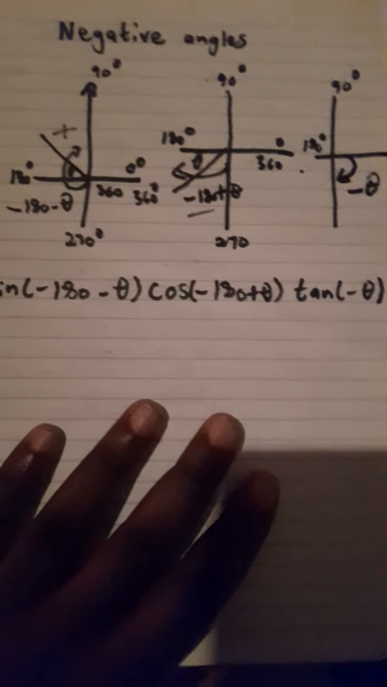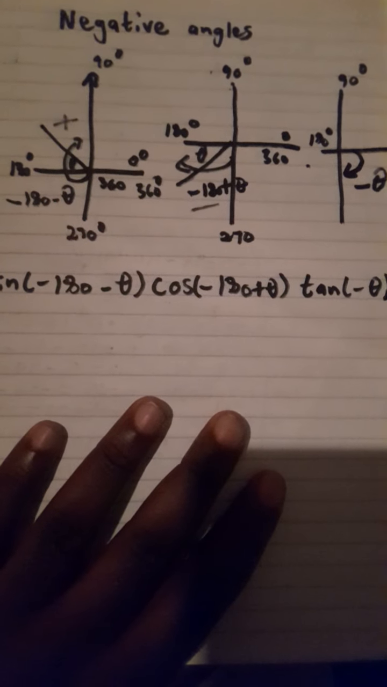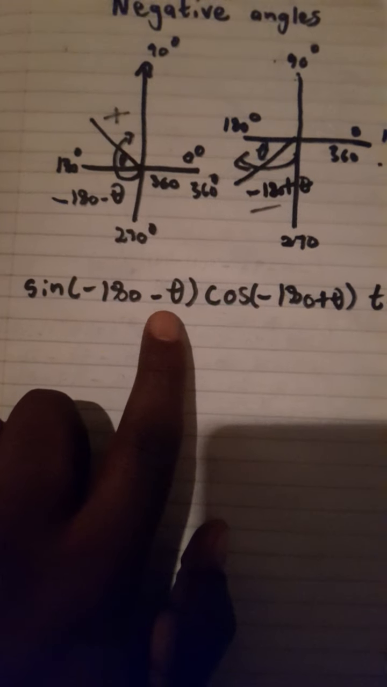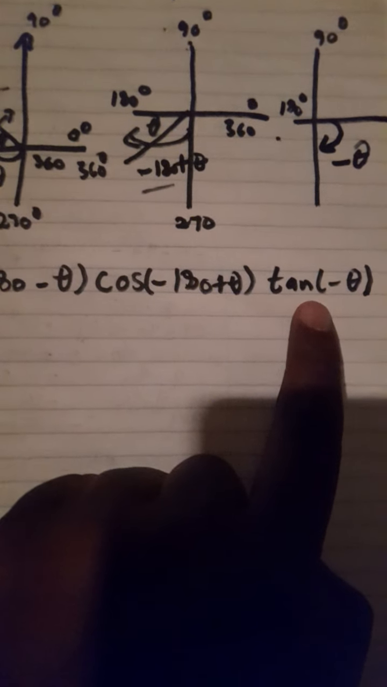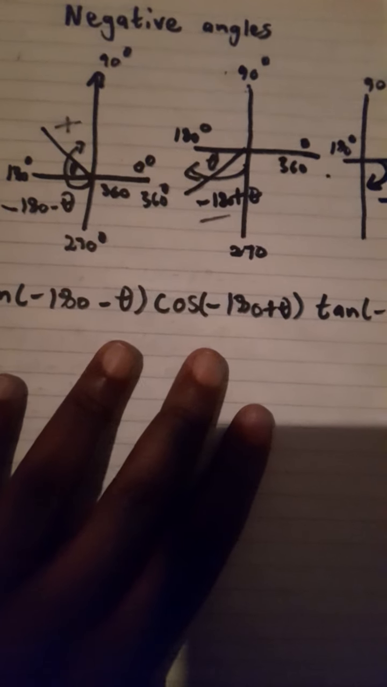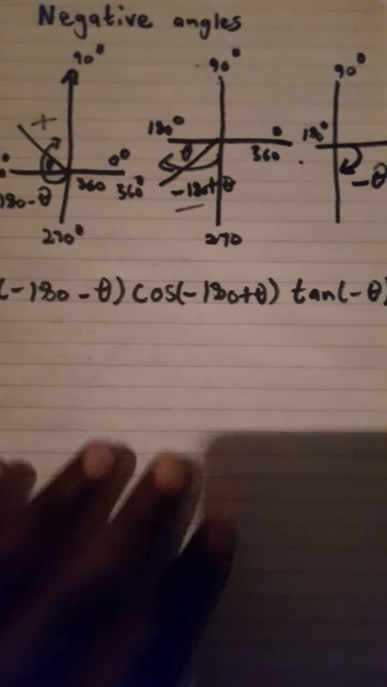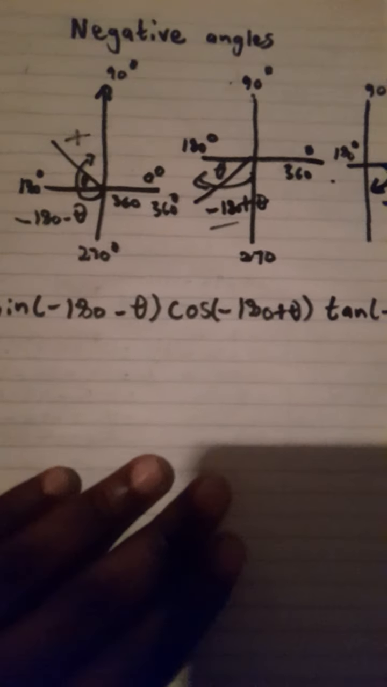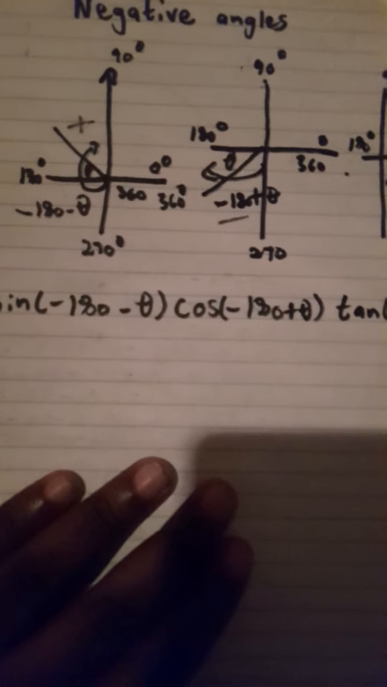Consider, in this video, we are going to work with negative angles. Consider sine(-180 - theta) and cos(-180 + theta), as well as tan(-theta). So we also use a CAST diagram when you're working with negative angles. Don't forget, you also use a CAST diagram when you're working with negative angles.